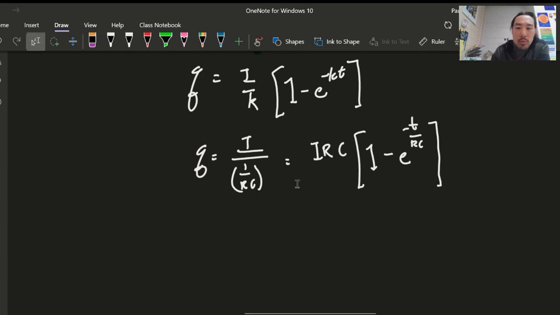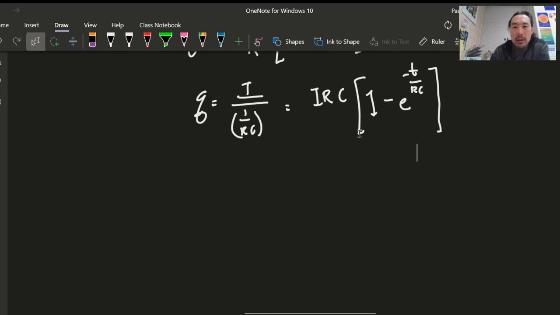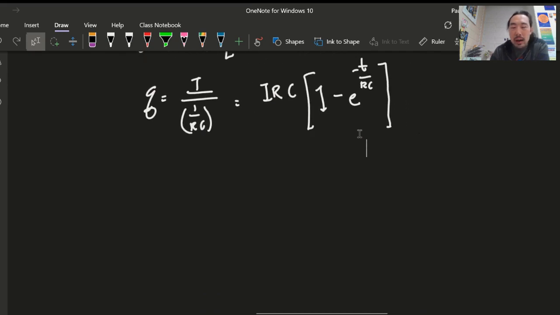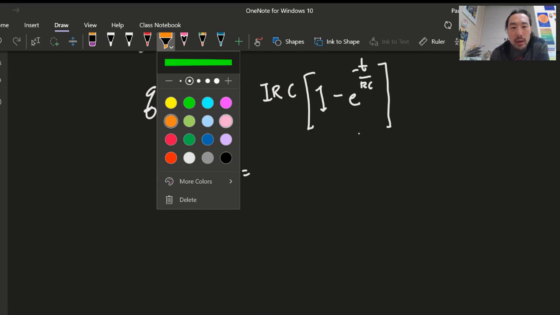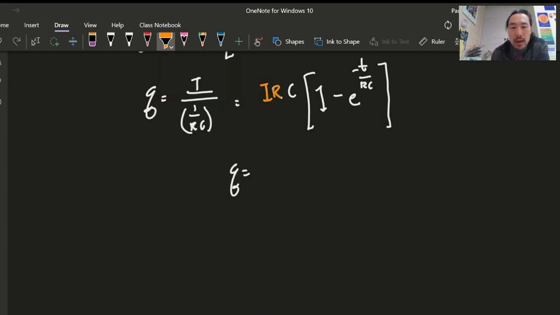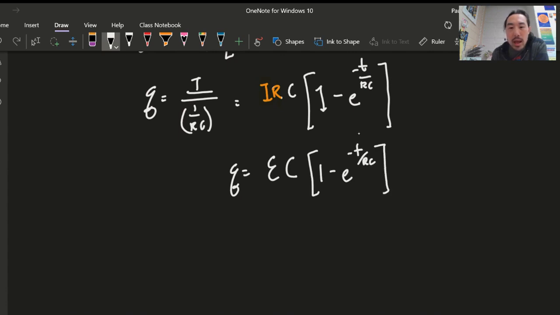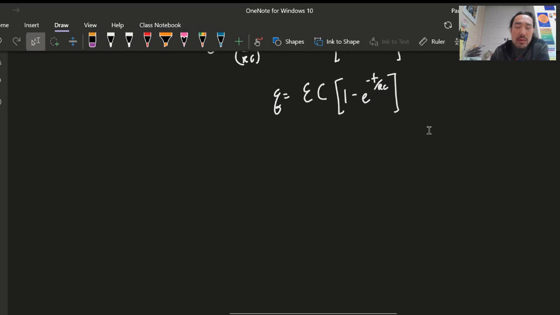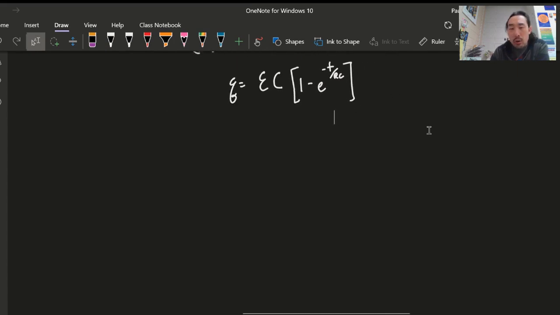All right, now we're almost there. The formula has an EMF function in it, and we see here Ohm's law, where EMF is equal to IR right there. And so all we've got to do is substitute back in EMF times C times 1 minus e to the negative t divided by RC. And there we go. We found the amount of charge that will be on a capacitor as time continues. So this is the end of the derivation for the charging of a capacitor.